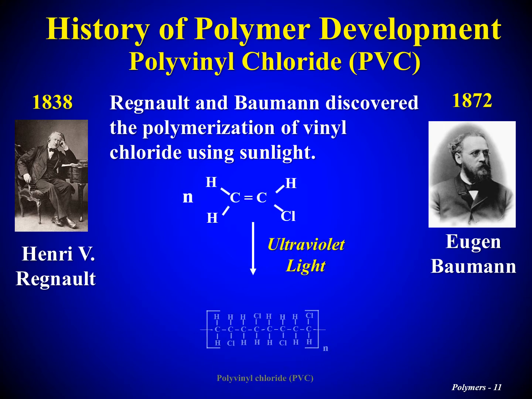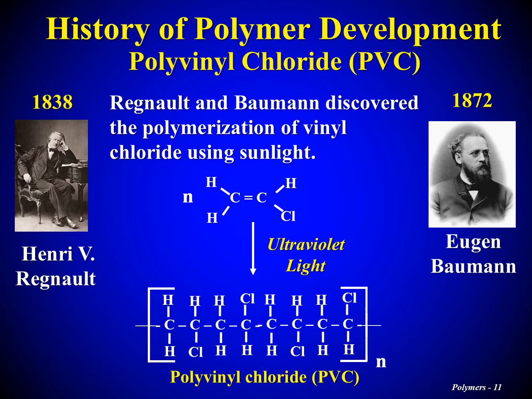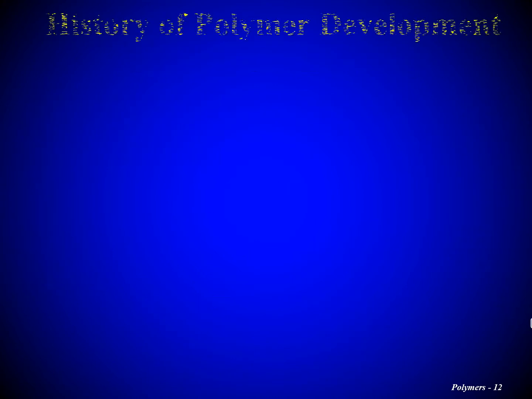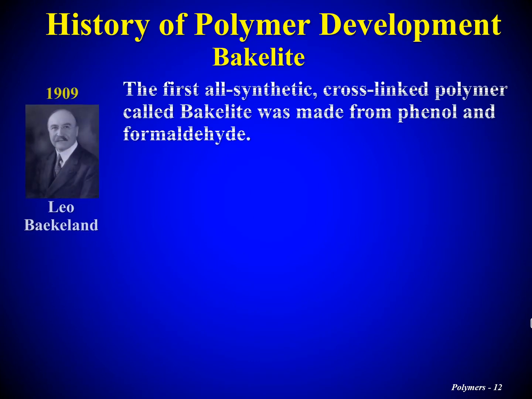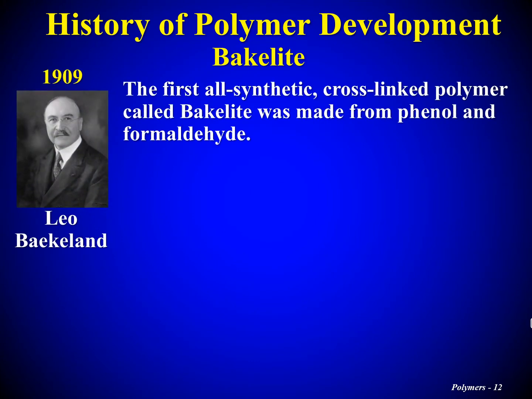The diagrams show the reaction. It is the ultraviolet light from sunlight that caused the polymerization of vinyl chloride. PVC is made by a different process today. The next major development was made by Leo Baekeland in 1909.